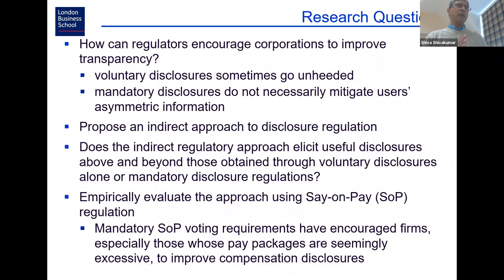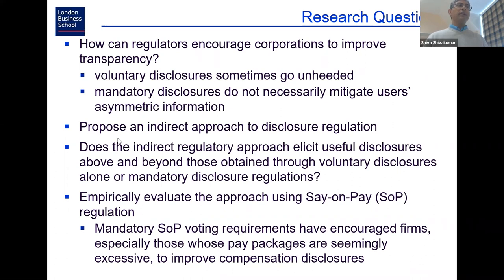We know that there are two ways that are currently popular with the regulators to encourage transparency. The first of these is voluntary disclosures. But when regulators ask firms to provide voluntary disclosures, they have no obligation to follow that, and so sometimes these requests go unheeded. The other alternative is for the regulators to mandate specific disclosures. But as we will soon see, there are also problems with mandatory disclosures, and there's lots of empirical evidence that shows that mandatory disclosures do not always achieve a reduction in asymmetric information across the users.